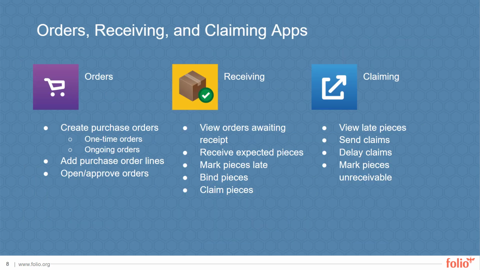In previous slides, I've bundled the orders, receiving, and claiming apps together because they all assist in the process of purchase orders. In the Orders app, you can open and approve your orders. In the Receiving app, you can close orders by marking them received and keep track of expected pieces of your order. Finally, in the Claiming app, you can view all late pieces in one spot and send claims to vendors as needed. You can also claim pieces in the Receiving app, but the Claiming app has the benefit of being able to group together late pieces from different orders with the same vendor.